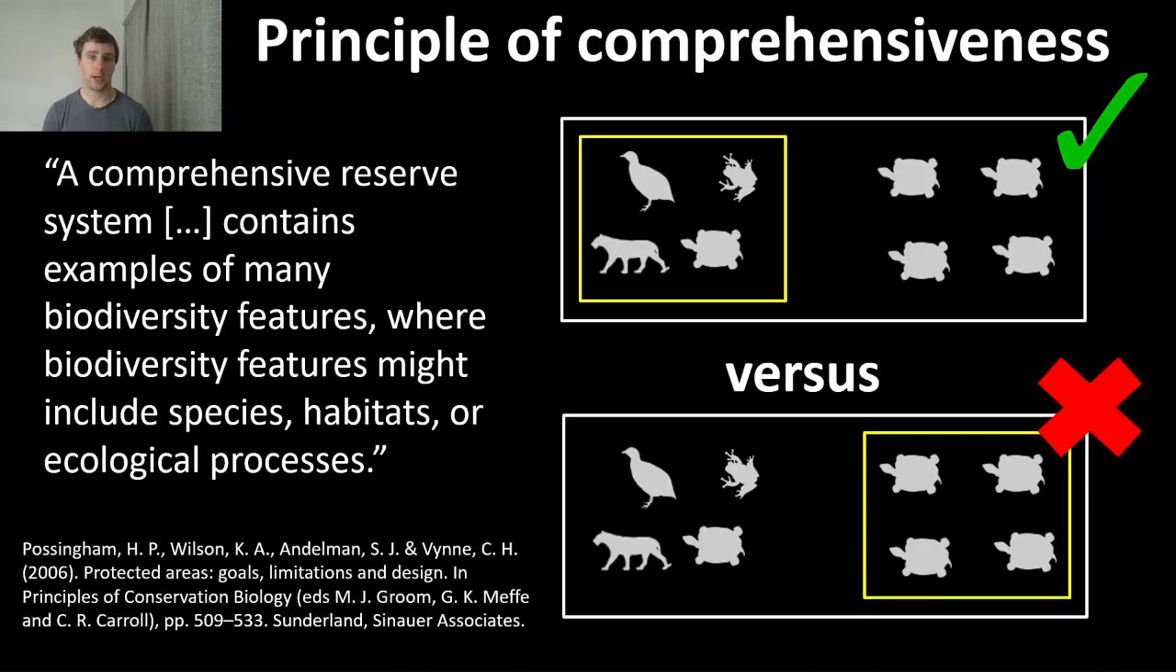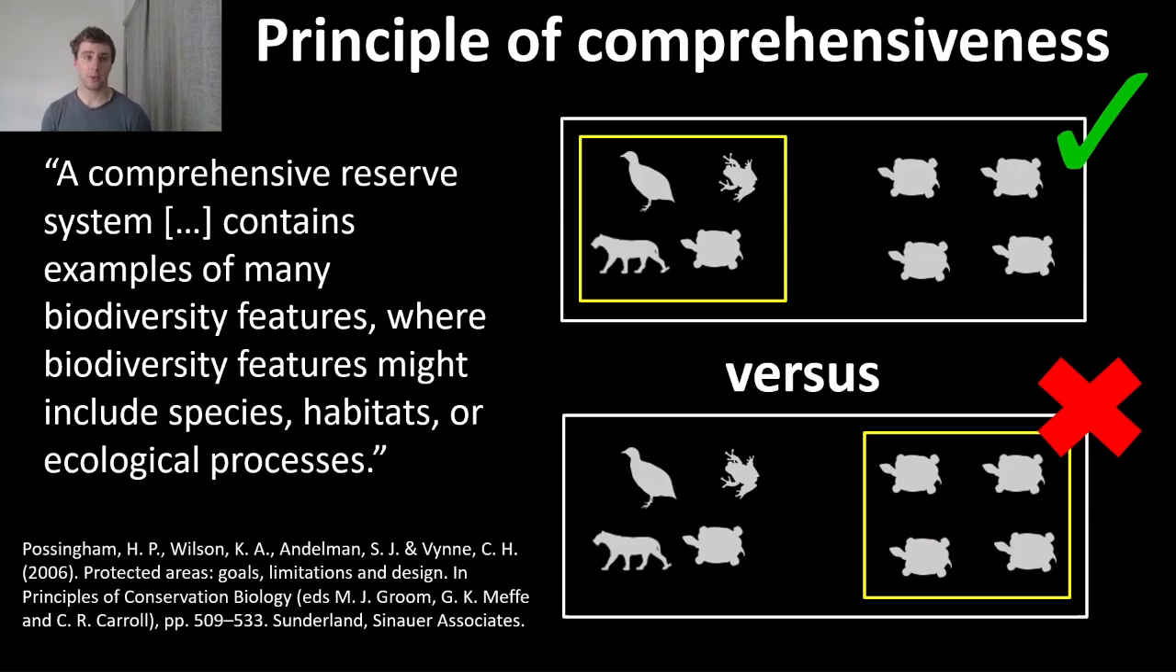The principle of comprehensiveness is really important for your fundamental objectives if they're related to biodiversity. So a comprehensive reserve system is one that contains examples of many biodiversity features, where biodiversity features might include species, habitats, or ecological processes. So the idea here is, all else being equal, we would want a reserve system or protected area system that covers many different kinds of species, habitats, or ecological processes.